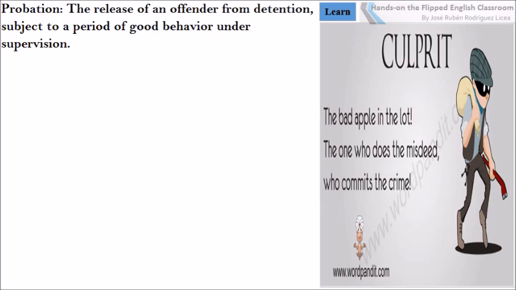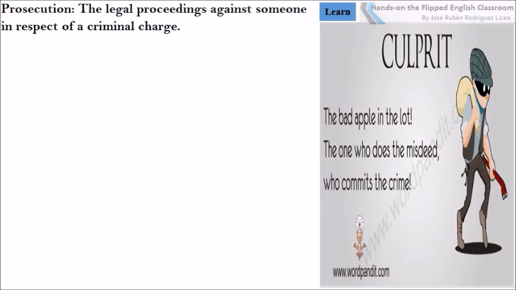Probation: the release of an offender from detention, subject to a period of good behavior under supervision. Prosecution, the legal proceedings against someone in respect of a criminal charge. Punishment: the infliction or imposition of a penalty as retribution for an offense.